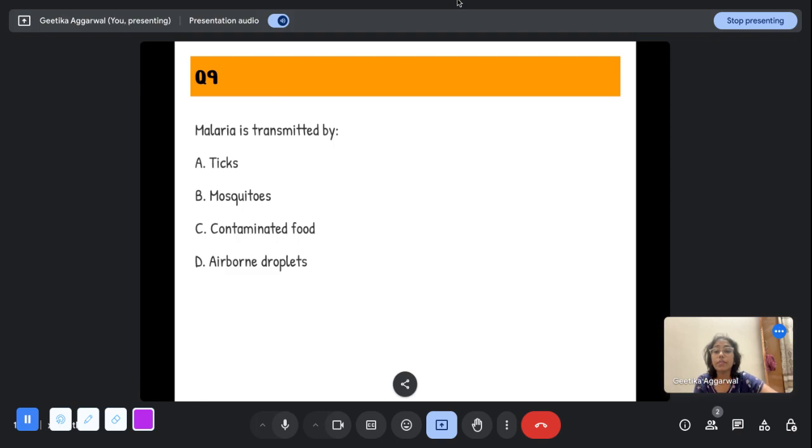Okay, all right. Malaria is transmitted by what? Ticks, mosquitoes, contaminated food, or airborne droplets. I already gave away the answer just in the last slide. So the correct answer to this is that malaria is transmitted via mosquitoes. As I said, Anopheles mosquitoes.